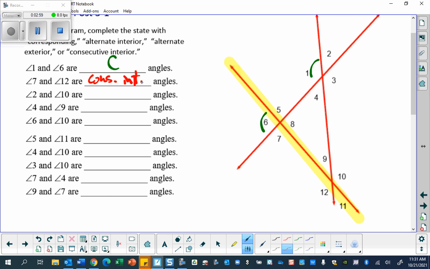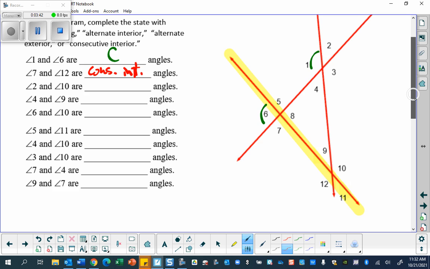2 and 10, what are they? Corresponding. 4 and 9, what are they? Consecutive interior. 6 and 10, what are they? Alternating exterior angles. 5 and 11, what are they? Alternate exterior. 4 and 10, what are they? Alternate interior. 3 and 10. Consecutive interior. 7 and 4. Corresponding. 9 and 7. Alternating interior angles. Very good.